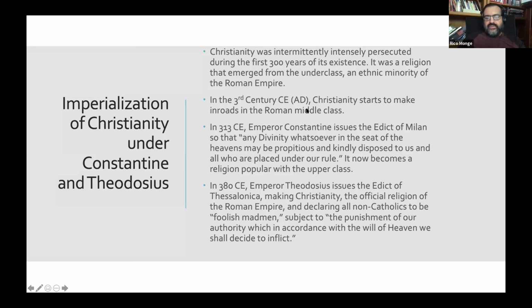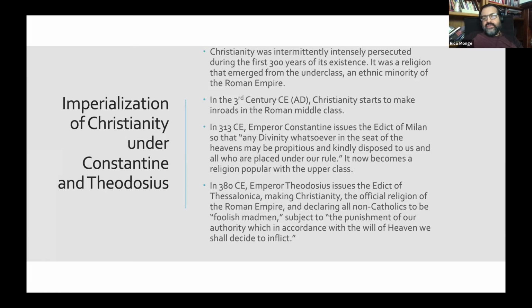It started to make inroads into the middle class, and eventually, once you have middle class people, it becomes harder and harder to oppress the Christians. Eventually, you have Constantine in 313. This is a fateful date. He issues the Edict of Milan and makes Christianity legal or tolerated. But then you get in the year 380, the Emperor Theodosius issuing an Edict of Thessalonica, and this is just 70 years later, now making Christianity the official religion of the Roman Empire.